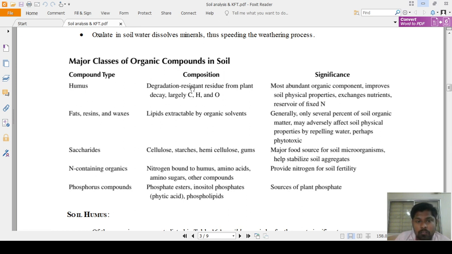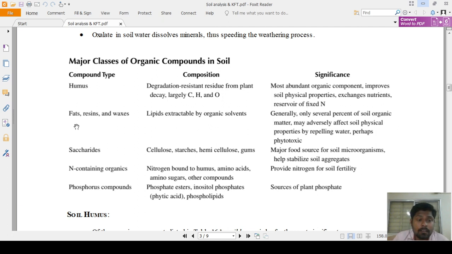Now composition of humus, that is the degradation and the resistance residue from plant decay, as well as largely carbon, hydrogen and oxygen. What is the significance, what is the use of that humus? It is the most abundant organic component, improves soil physical properties, exchange nutrients and reserve of the fixed nitrogen.